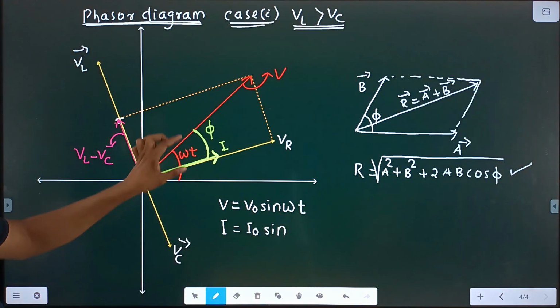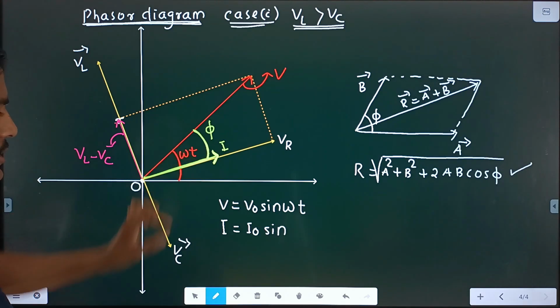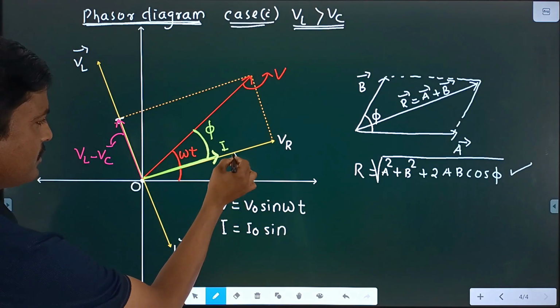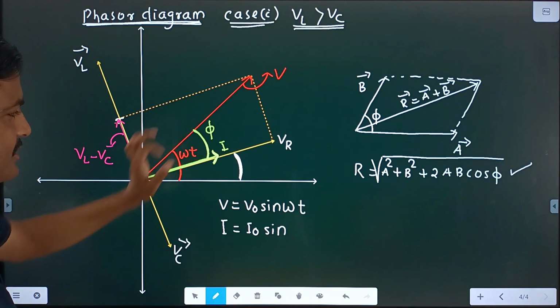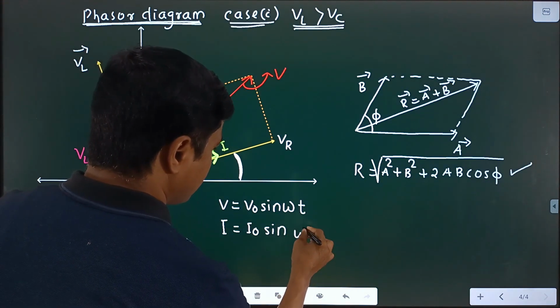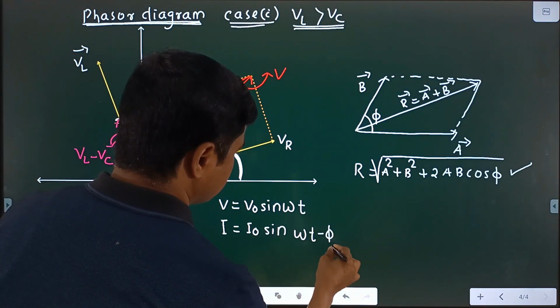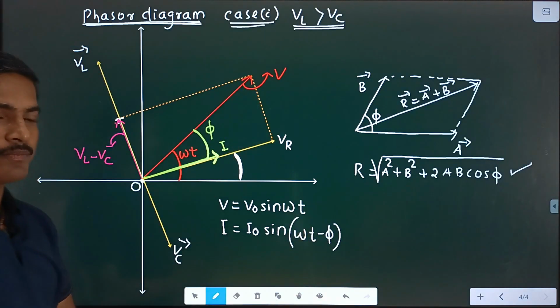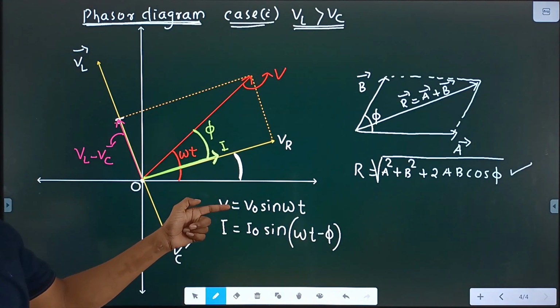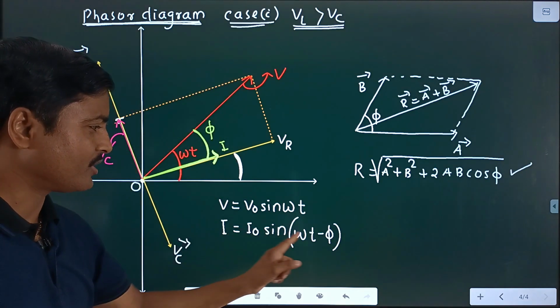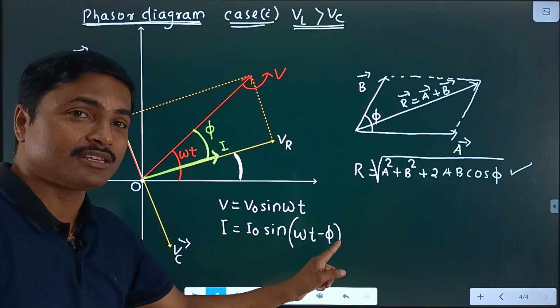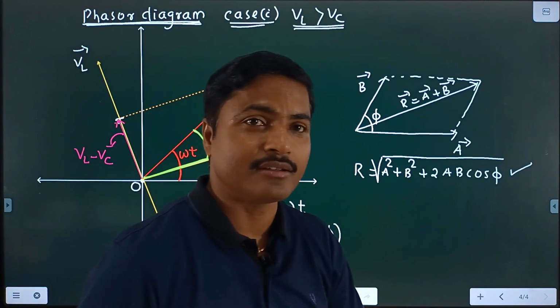What is the angle? The angle of the current. This angle is equal to omega t, and minus this angle, that is omega t minus phi. Clear? This is the expression for applied voltage, and this is the expression for the current. Here the current has minus phi. Minus means, you know, that it lags behind.